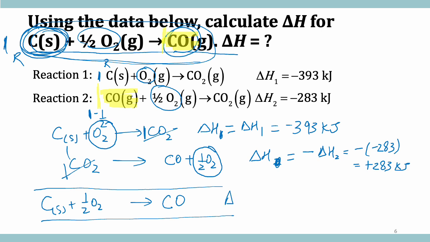So what would be delta H for this? I added the top two reactions, so delta H would also be added, which is negative 393 kilojoules plus the positive 283 kilojoules. That would give me my delta H, which is basically negative 110 kilojoules. Okay, so the aim is to flip reactions, to multiply reactions, and to add reactions somehow, so that we can end up with the same reaction that the question is asking.